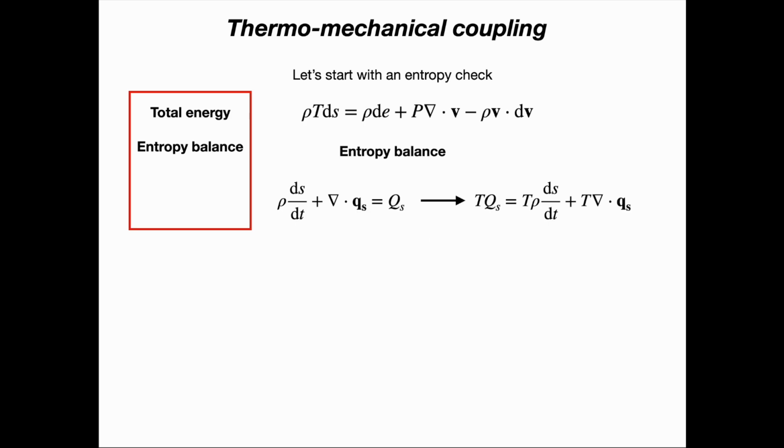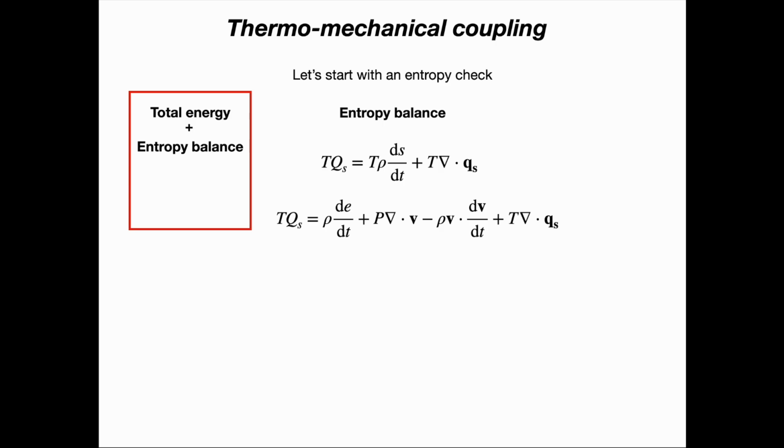So we have rho TdS, and now we can use the entropy balance. Let's keep this equation here and formulate the entropy balance. Rho ds dt plus divergence of entropy flux should be equal to the entropy production term. As usual, we can solve this equation for T times the production. This is equal to T rho ds dt plus T divergence of QS. Now we inject the definition of T rho ds dt that we've derived before. So T rho ds dt will be equal to rho dE dt plus P divergence V minus rho V dV dt.